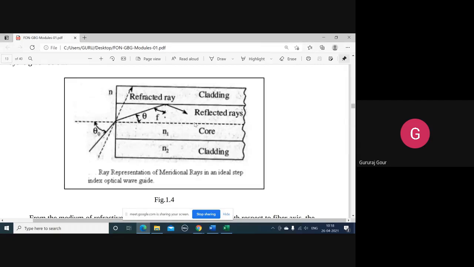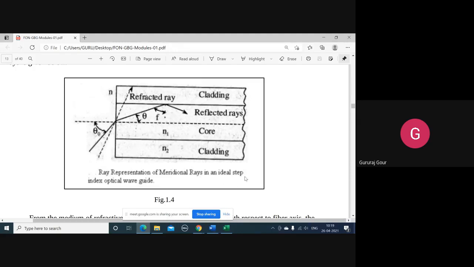It is carrying single information. This is also another key point you remember from now onwards. Single mode means single ray, single path, defined shape will be there, and it is carrying single information. Multiple mode means multiple rays, multiple paths will be there, carrying multiple informations. Single mode fiber, multi-mode fiber.